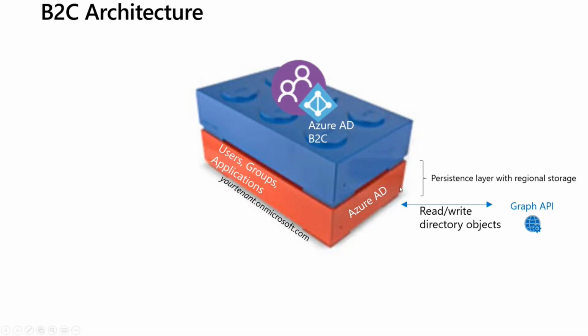The red layer is also, since it's storage, it's the persistence layer. So if you choose United States when you created it, that means that the red Lego piece will be deployed in Azure data centers in the US. If you choose a country in Europe, it means that the red Lego layer will be deployed into data centers in Europe. Same for Asia and Australia.